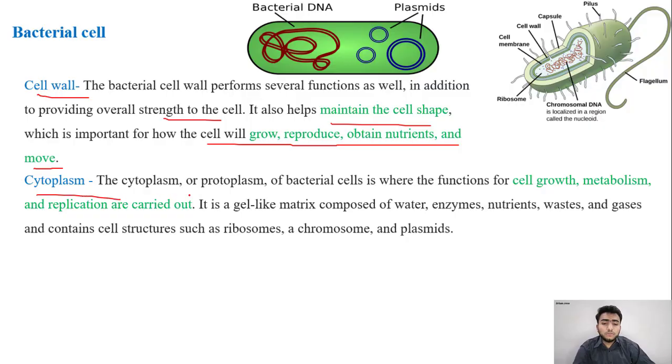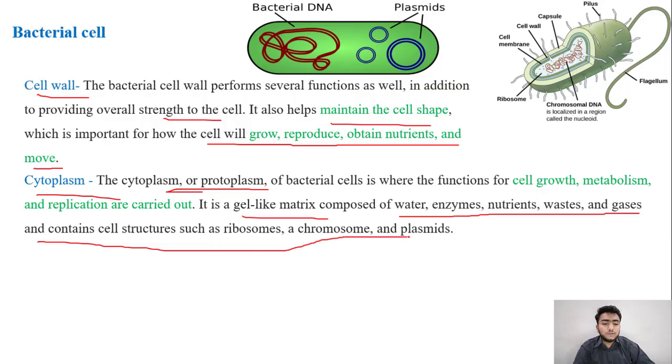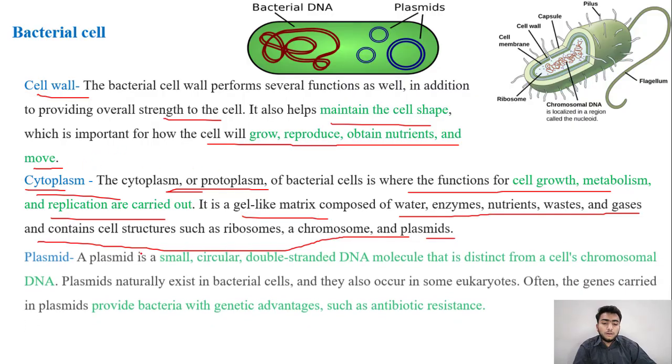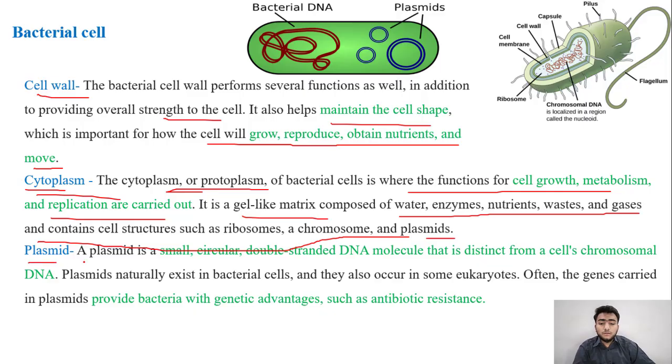So cytoplasm is also contained within a bacterial cell, and remember, it's a gel-like matrix composed of water, enzymes, nutrients, wastes and gases, and contains cell structures such as ribosomes, chromosome and plasmids. So plasmids is what we are going to see. Various important cellular structures are carried in cytoplasm. This is quite similar to what we already saw in a previous lecture, where we tried to illustrate it with an example of an aquarium. So really this is the new thing for you guys.